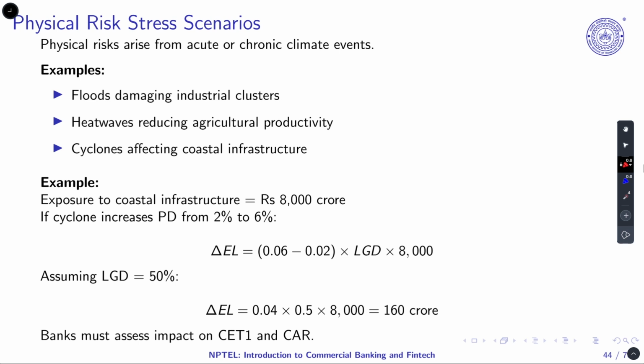So let's understand with the physical stress scenario. Physical risk arises, as we know, acute and chronic, right? So flood damaging industrial clusters, heat waves, cyclone. Exposure to coastal infrastructure is suppose 8,000 crore. If cyclone increases PD from 2 to 6%, what is the change in expected loss? If the LGD is 50%, it is going to be 160 crore, which is going to be one of the important indicators, right? So this 160 crore has to be absorbed by CET, the bank has to maintain this, otherwise it will create problems.